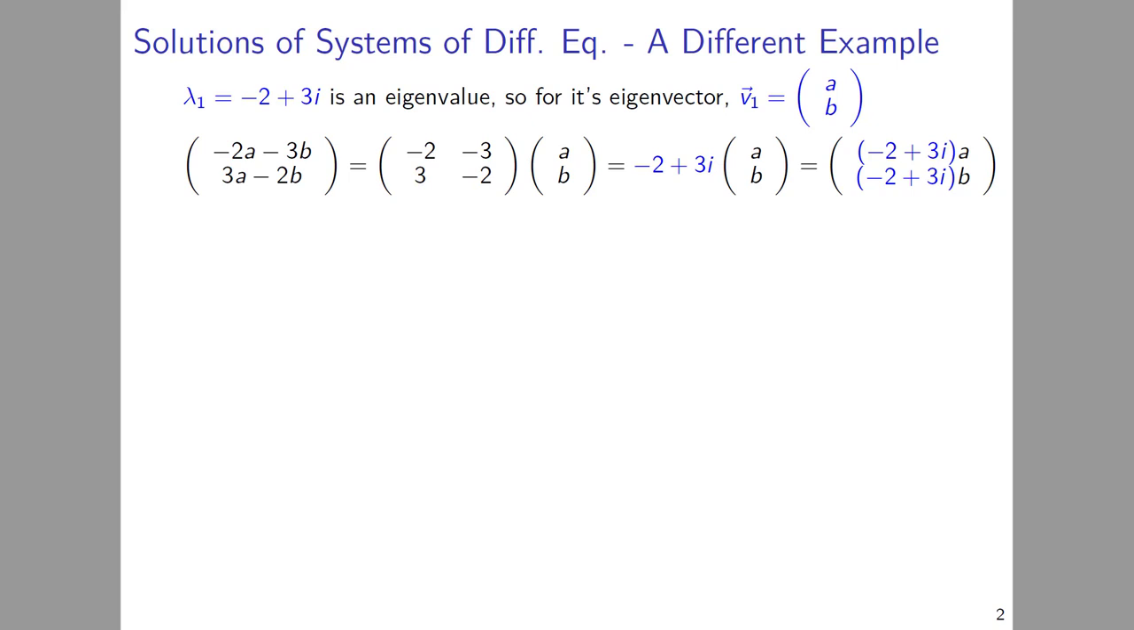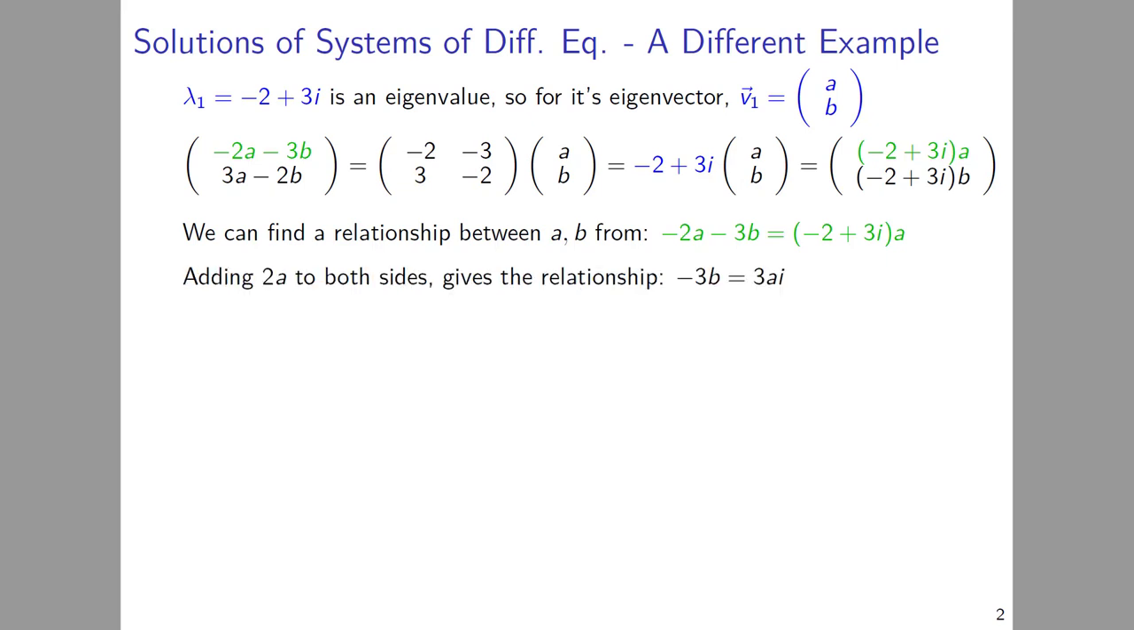And just as before, this will give us a relationship between a and b. Since these two vectors have to be equal, we know that their top components must be equal. So -2a - 3b has to equal (-2 + 3i)a. But that right-hand side is -2a + 3a times i. So adding 2a to both sides gives the relationship -3b = 3a times i. And dividing by -3 gives us that b = -ai.